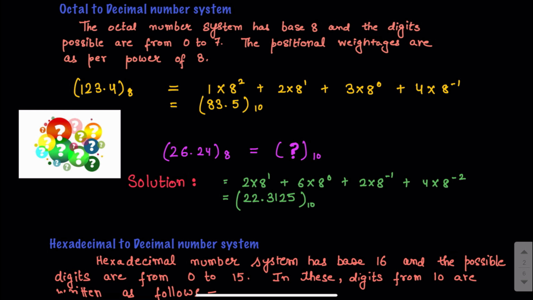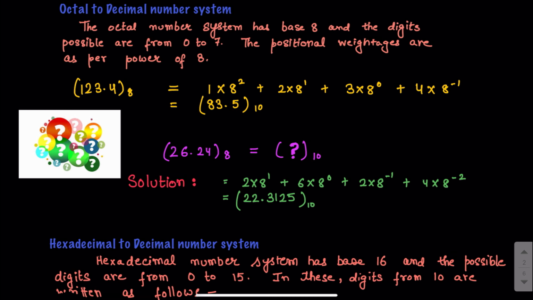You know that we'll start from this point, we need to start with 8 to the power 0, 8 to the power 1 and 8 to the power 2. So hence I have 1 into 8 to the power 2 plus 2 into 8 to the power 1 plus 3 into 8 to the power 0, and because 4 is after the decimal point, hence it is multiplied with 8 to the power minus 1, and I get the answer 83.5 in decimal.